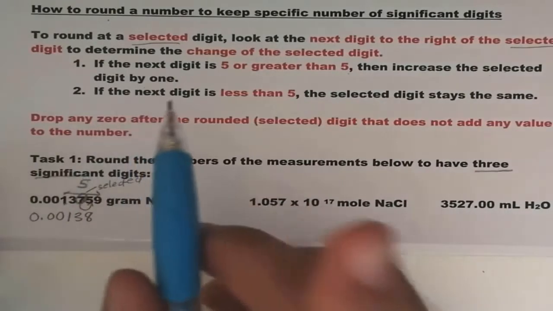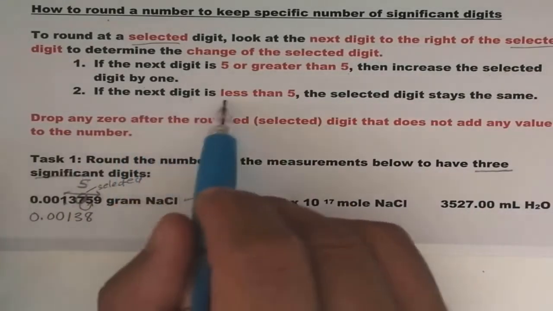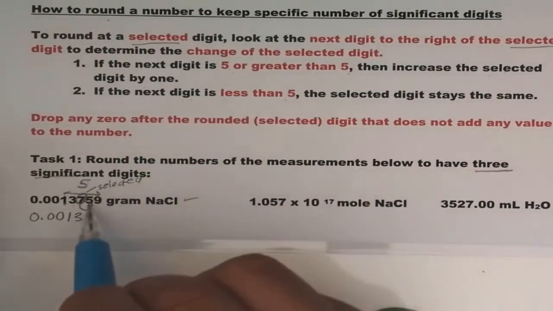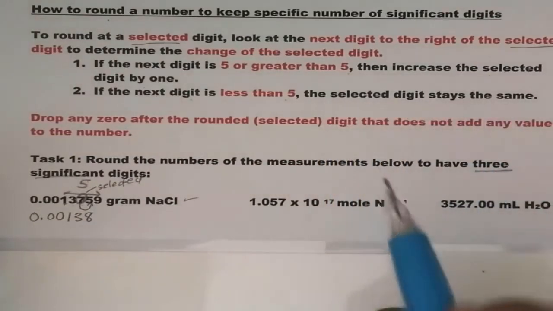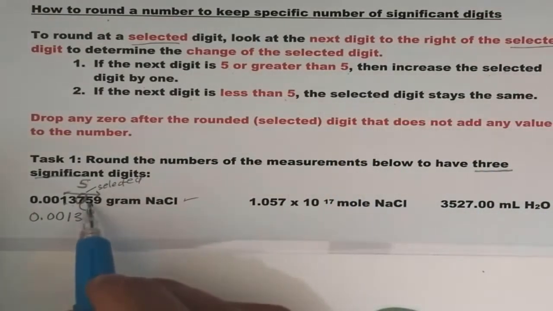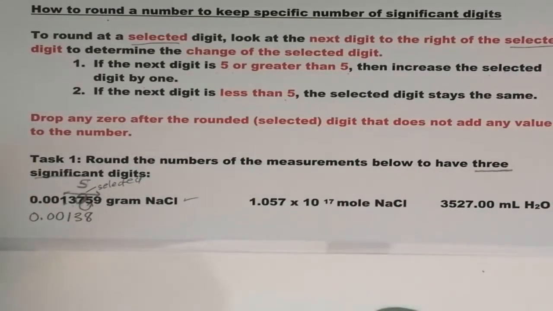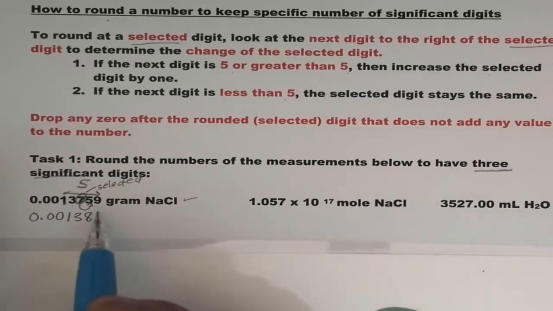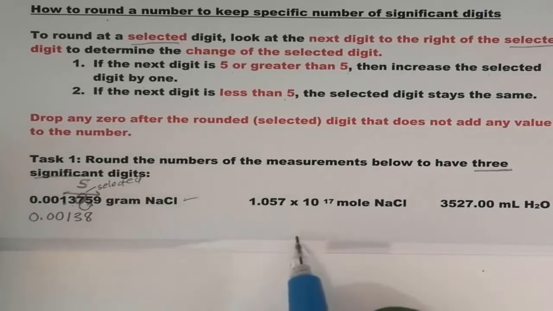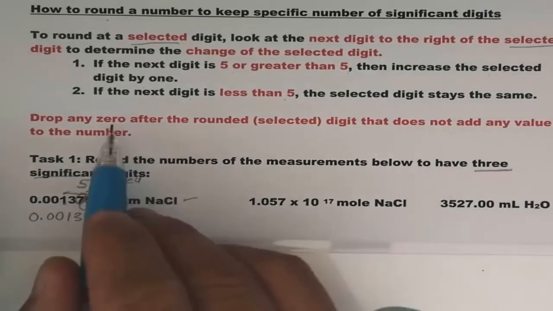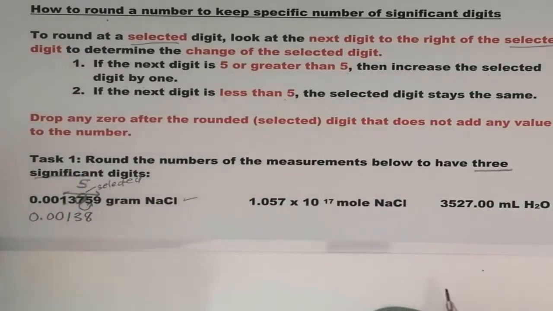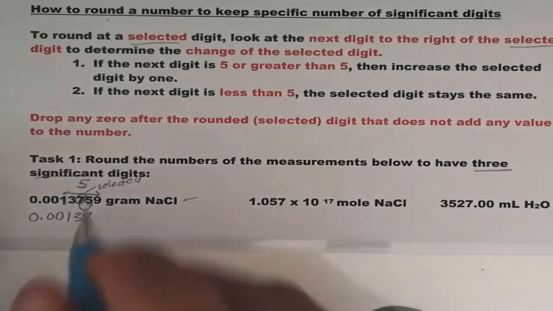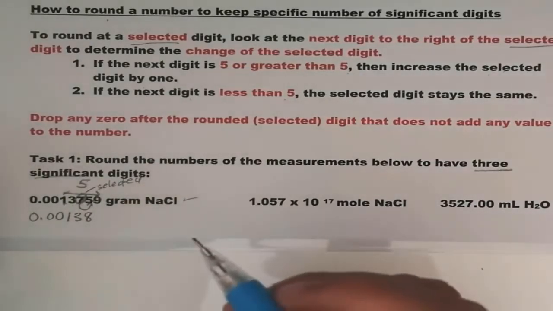Okay? Before we move on, let's look at the other option. If the next digit is less than 5, in this case it's not, then the selected digit stays the same. In this case, it's 5 or greater, so this becomes an 8. Now, one of the most difficult parts is what do we do with all the digits after the rounded or selected digit? And here's the solution. First of all, any digit after the rounded number will become 0. So this 9 will become 0 as well.